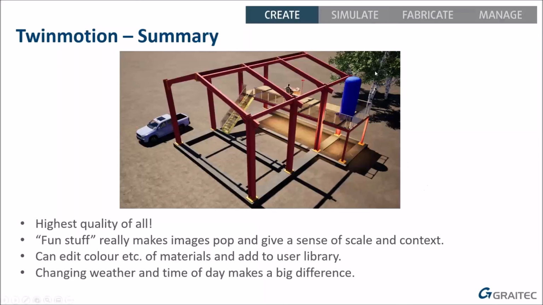Like I say, the season will change, so the tree can drop its leaves. If you put it snowing, you even get snow settling on your structure and on the cars and on everything else. If you make it rain, it will have puddles and things, and it just puts that sheen on things just to make it look less than perfect and look more realistic.